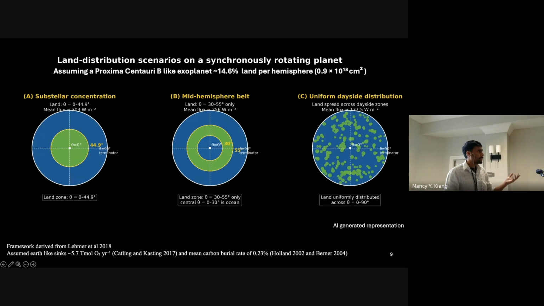This framework was derived from Lehmer et al.'s paper from 2018, and I used Earth-based sinks and Earth-based organic carbon burial rate, which may be an underrepresentation because lichens don't have a complex root system to maybe have a higher carbon burial rate, but this is just an assumption to show you where I'm going with this.